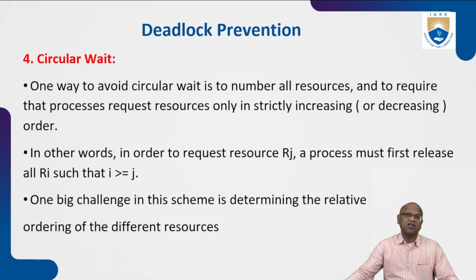So another one is circular wait. In deadlock prevention, one way to avoid circular wait is to number all resources and to require that a process requests resources only in strictly increasing or decreasing order. In other words, in order to request resource Rj, a process must first release all Ri such that i is greater than j. One big challenge in this scheme is determining the relative ordering of the different resources, because of circular wait.